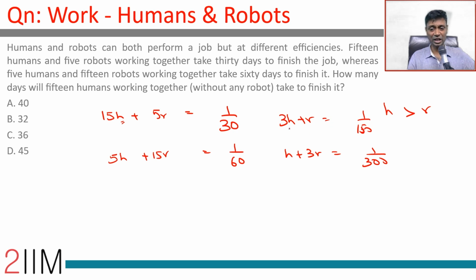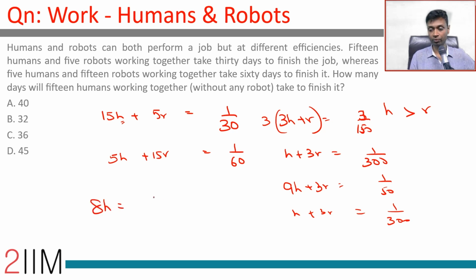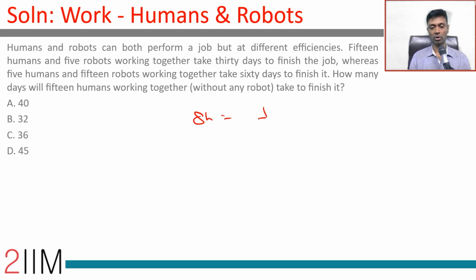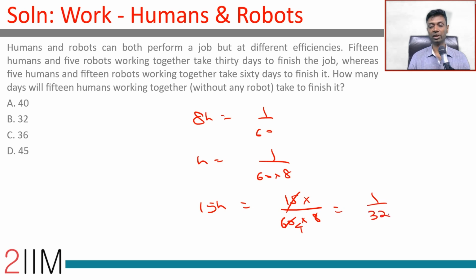We want to eliminate r and retain h. And so multiply this by 3. 3 times this is 3 by 150. 9h plus 3r is 1 by 50. h plus 3r is 1 by 300. Subtract this. 8 times h is 1 by 50 minus 1 by 300, or 6 by 300 minus 1 by 300, which is 5 by 300 or 1 by 60. 8h equals 1 by 60. h equals 1 by 60 into 8. 15 times h is 15 by 60 into 8, which is 1 by 4 or 1 by 32. 15 humans together can do 1 by 32 of the task in a day, or 15 humans working together can finish it in 32 days. And quite a simple question. If you got this in the exam, you should have nailed it.